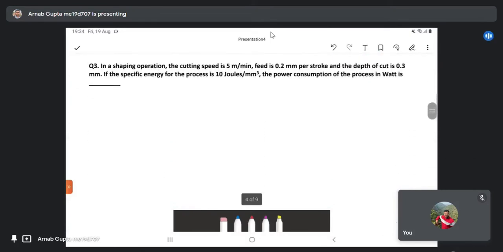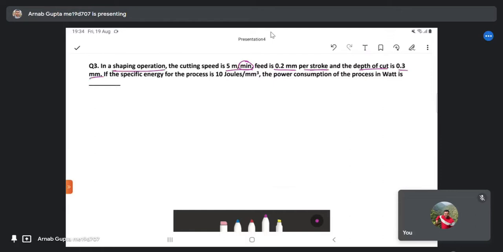In a shaping operation, the cutting speed is 5 meter per minute, feed is 0.2 mm per stroke, and depth of cut is 0.3 mm.